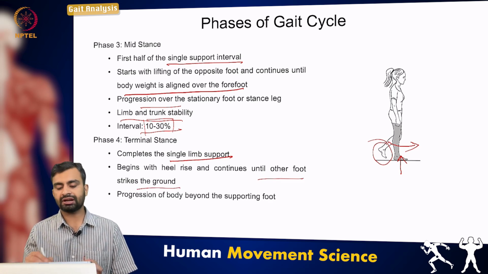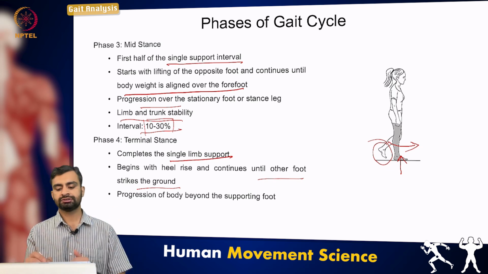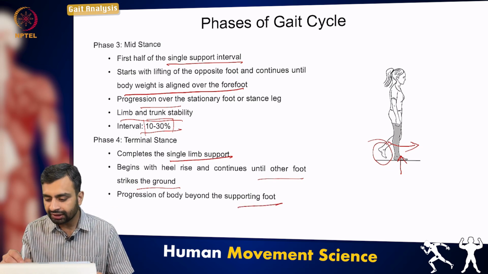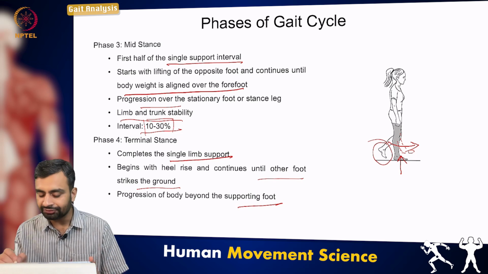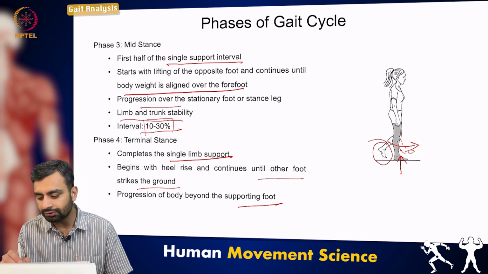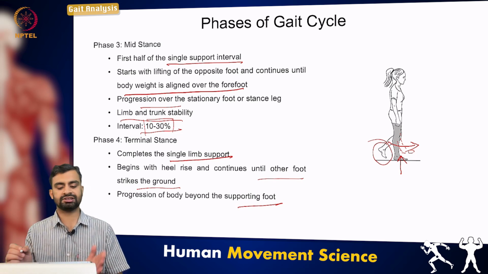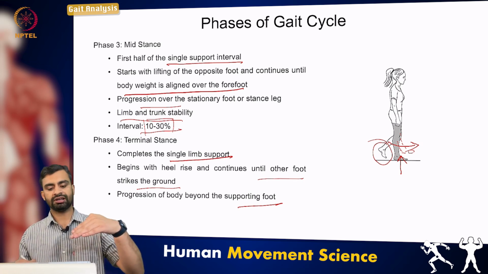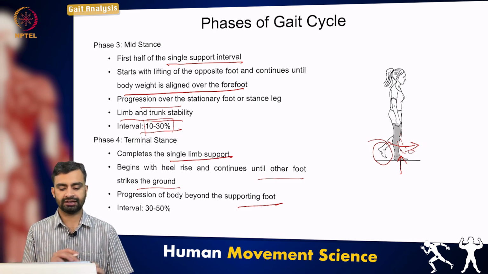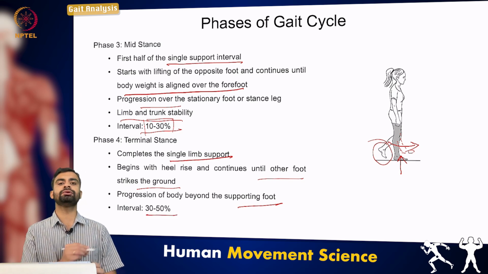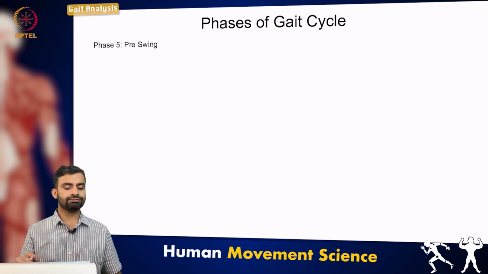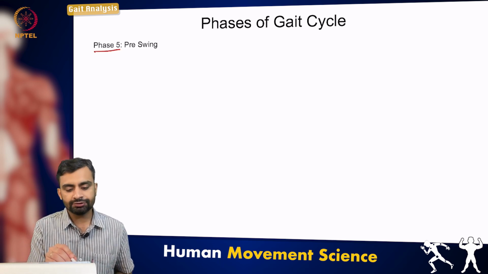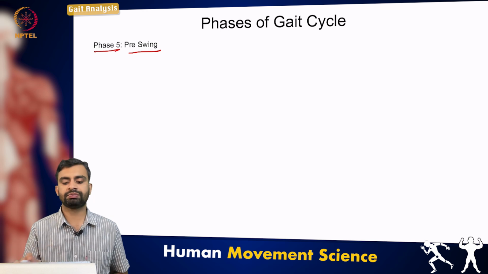It helps in the progression of the body beyond the supporting foot, like in front over here, like if this leg is moving forward over here. Apologies for the bad drawing, but this is how you can imagine how it helps in the progression of the body beyond the supporting foot, and it happens during the interval of 30 to 50% of the total gait cycle. This is then followed by phase 5 of the gait cycle, which is pre-swing.